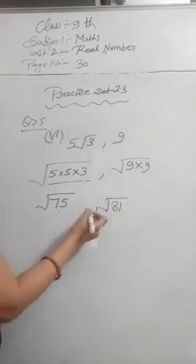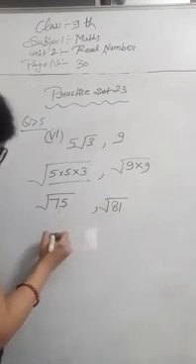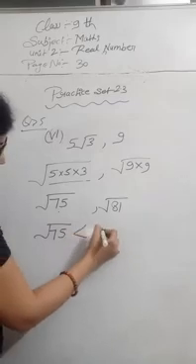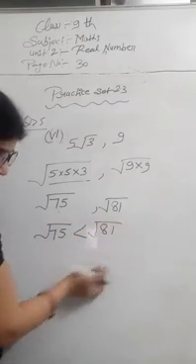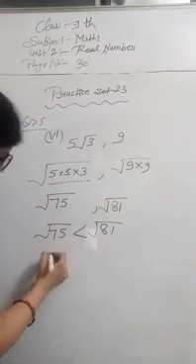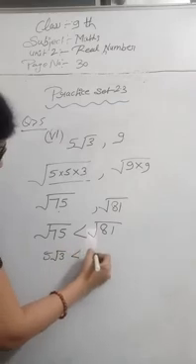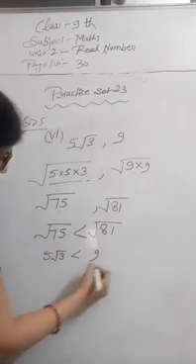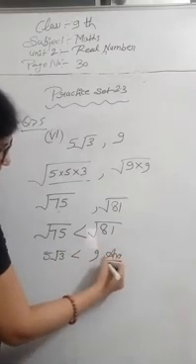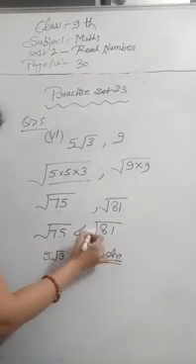Now we can compare these numbers easily. So which one is greater? We can write here 75 is less than 81, root 81. So we can write 5 root 3 is less than 9. Okay, so this is our answer. We can write this also as the answer, and this one is also our answer.